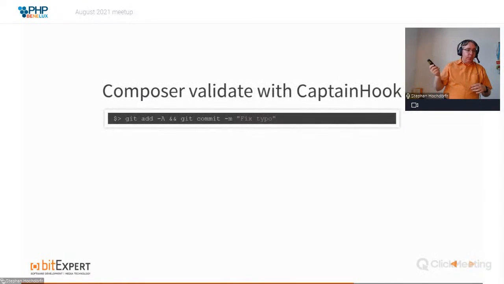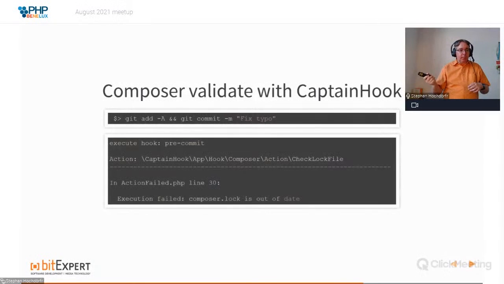So let's check that. Just quickly make some modifications locally, git add and commit the fabulous fixed typo commit. Captain Hook runs and it will just say, okay, wait a minute, the composer lock file is out of date. Go figure what you want to do with that. Cool. So that's a pretty neat thing.